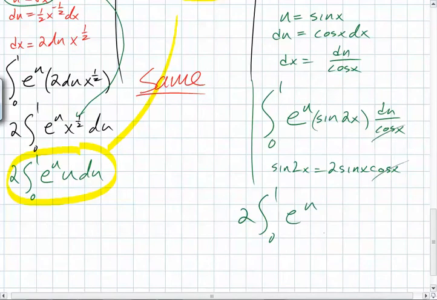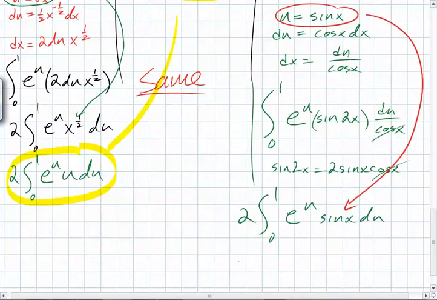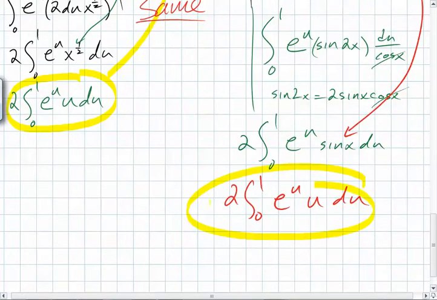Sine x du. But what does u equal? u equals sine x right there. So you end up with 2 times the integral from 0 to 1 of e to the u du. Is that the exact same thing as we have right here? So they are all equal. You don't actually have to evaluate it.